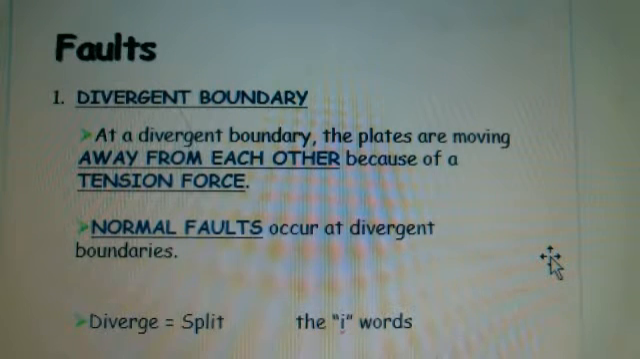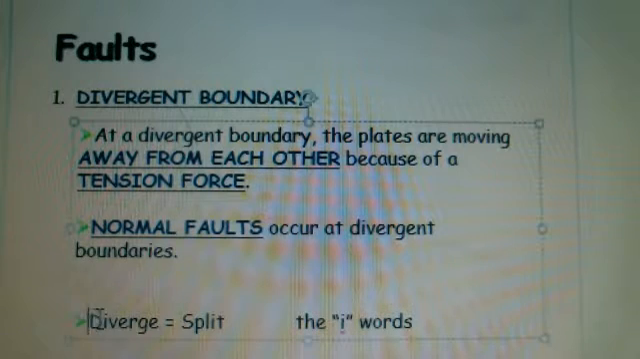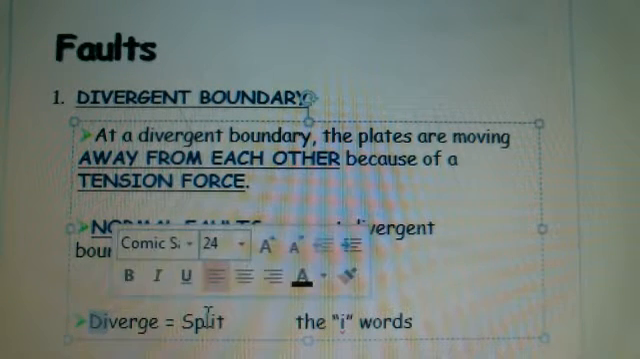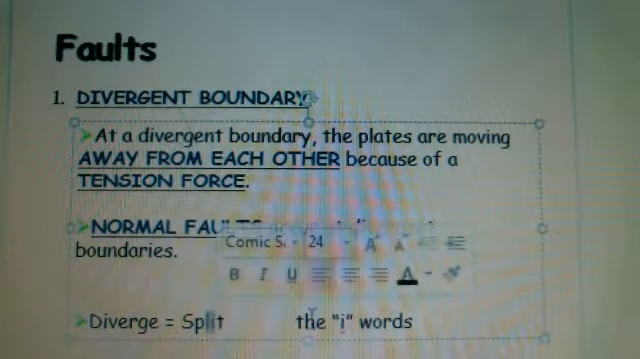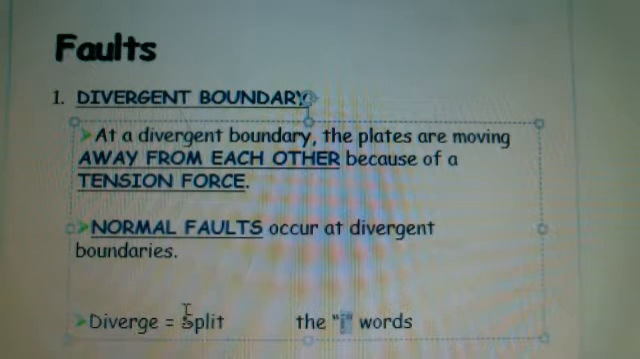To help you remember the different names, we have the term divergent is when things split apart, and these are I words with the I in the middle of the words there. Hopefully maybe that will help you remember diverging is splitting apart.